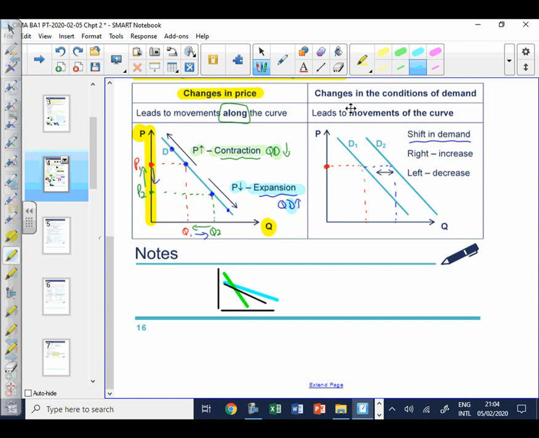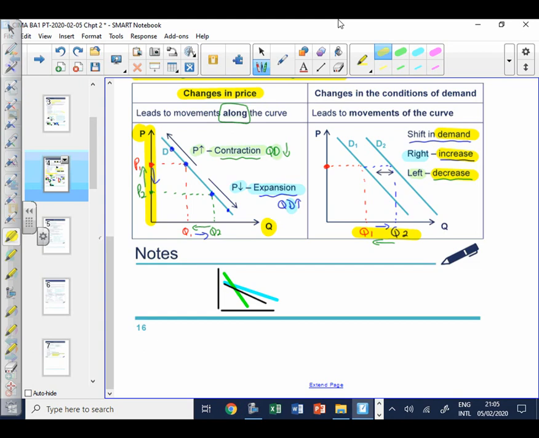If it shifts to the right, please remember we're talking about quantities demanded. Your quantity will increase. Demand increases when it moves to the right. If it moves to the left, it means your quantity will decrease. Remember, this is a demand curve, not a price curve. So always think in terms of demand will go up or down. Quantity is demanded. Prices are not demanded. All right, so just understand the difference.